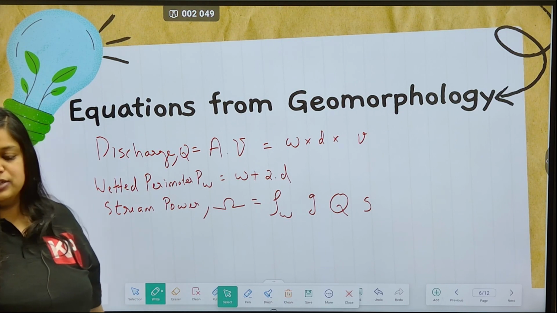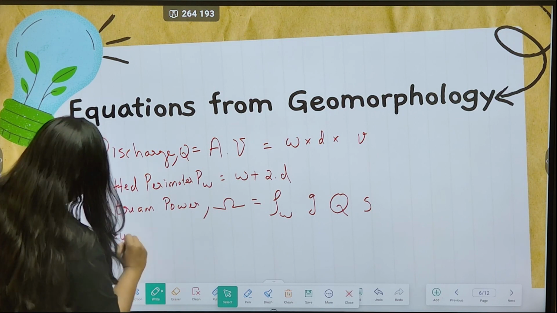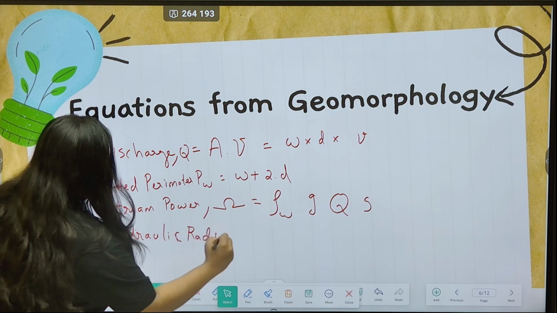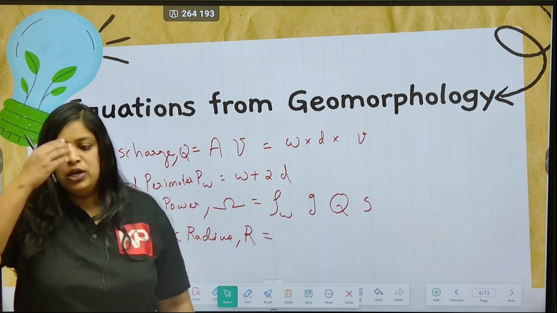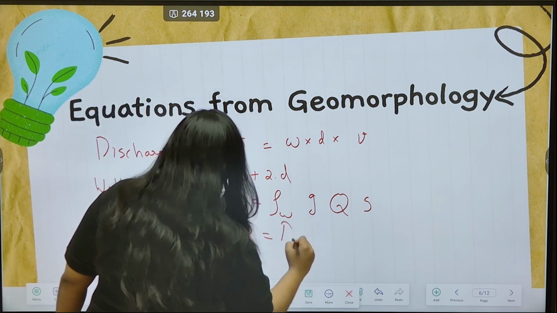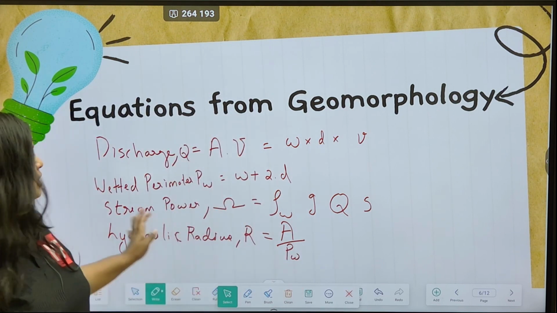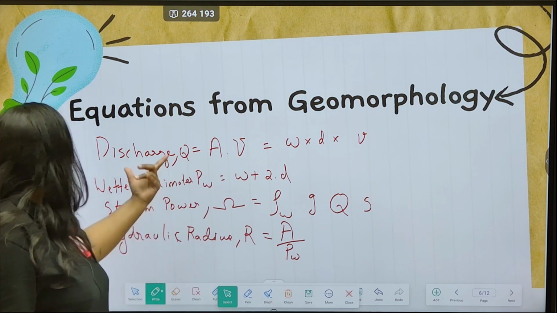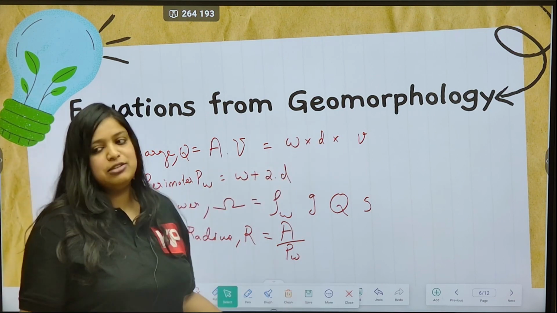Now, further terminologies: the hydraulic radius of the channel. Hydraulic radius R is simply the cross sectional area divided by the wetted perimeter. The cross sectional area divided by wetted perimeter gives the hydraulic radius of the channel. So these are the equations associated with the characteristics of an open channel: discharge, wetted perimeter, stream power and hydraulic radius. We'll see the rest of the equations.